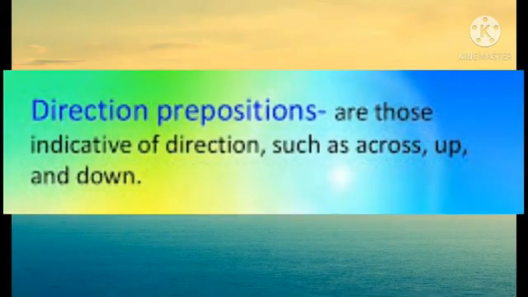The third type of prepositions is direction prepositions. Prepositions of direction. These are those indicative of direction, such as across, up, and down. These tell us direction. When someone asks you for a direction, you tell your directions using these prepositions. Turn to your left. It is opposite the bank. Likewise, and where is the cat? The cat is on the tree. Or the dog is near its kennel.